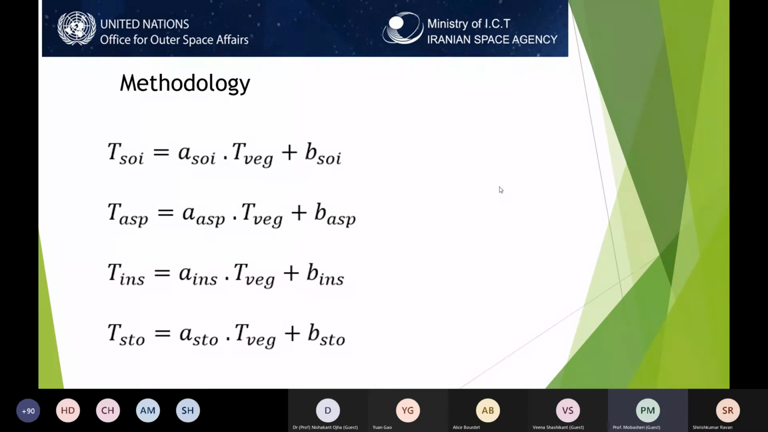Let's say, for instance, T soil is equal to this one; T asphalt, T insulation, and T stone are calculated based on vegetation. We put this equation into the above-mentioned equation. Go to the next, please.